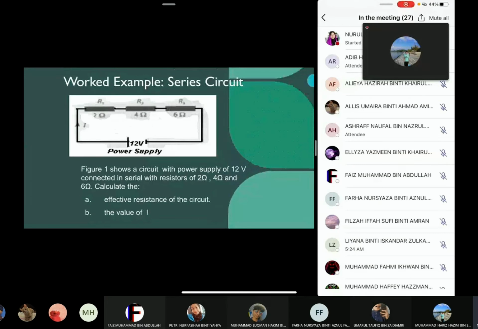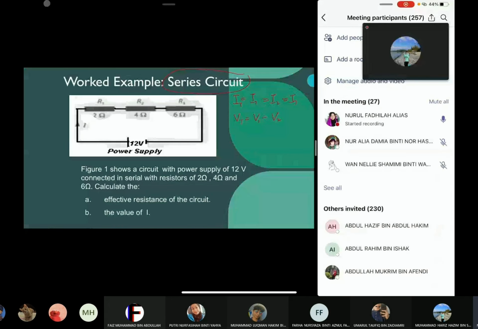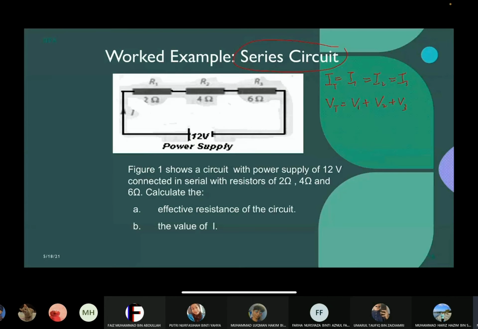Okay, so just now you have seen the formulas. For series, I total equals I1 equals I2 equals I3. If there are 3. If there are only 2, then just 2. V total equals, help me, V1 plus V2. Is it equal? For series, plus. Okay. Now, keep this in mind.